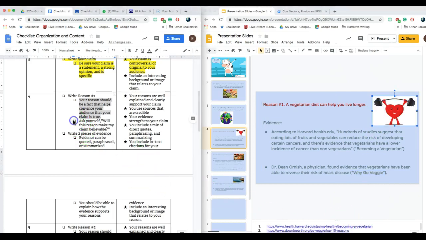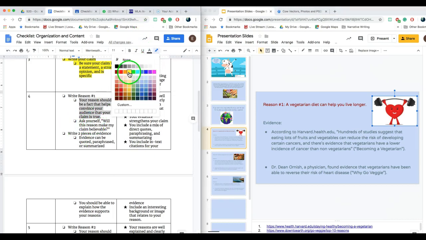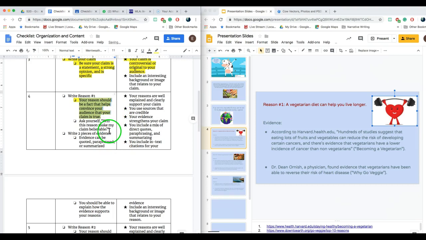Okay, so let's go through this and see if I did it right. I do have that first one done. I asked myself, will this reason make my claim believable? Well, I think so. A vegetarian diet can help you live longer. My evidence is quoted and paraphrased. So I can highlight this.